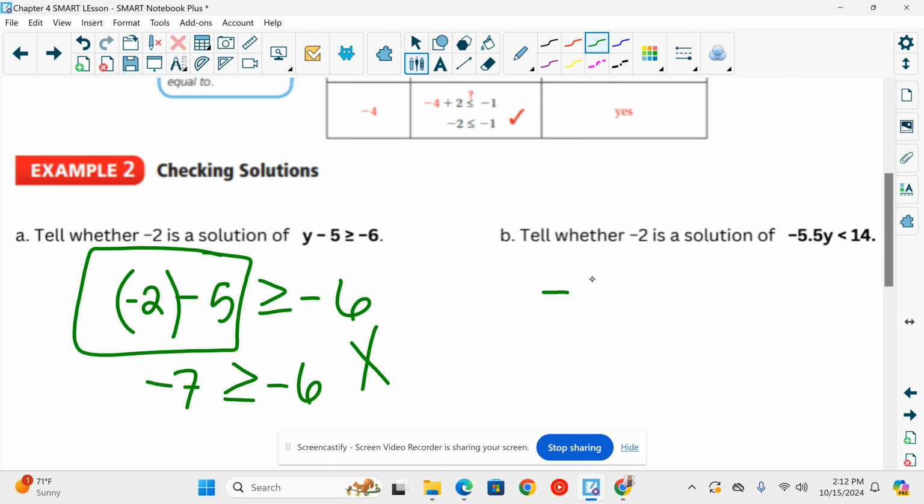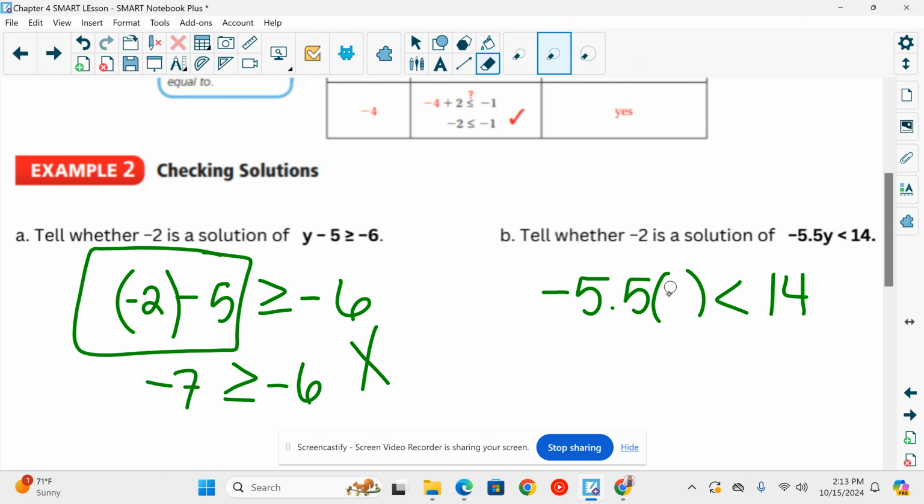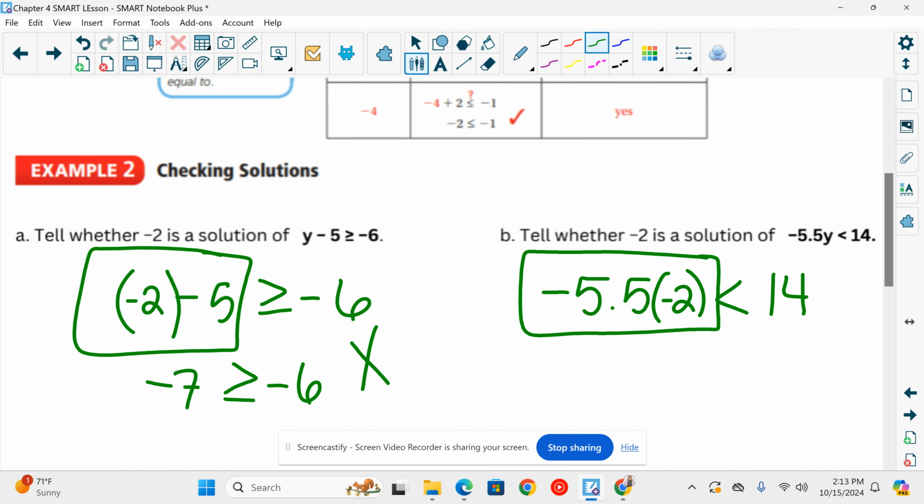Example B, I have negative 5 and 5/10 times y is less than 14. I'm going to put parentheses around my variable, protecting that space. And then I'm going to go in and substitute the value negative 2. Then I'm going to simplify. Negative 5 and 5/10 times negative 2. I'm going to put that in my calculator. Do not shout it out loud. Put it in your calculator.